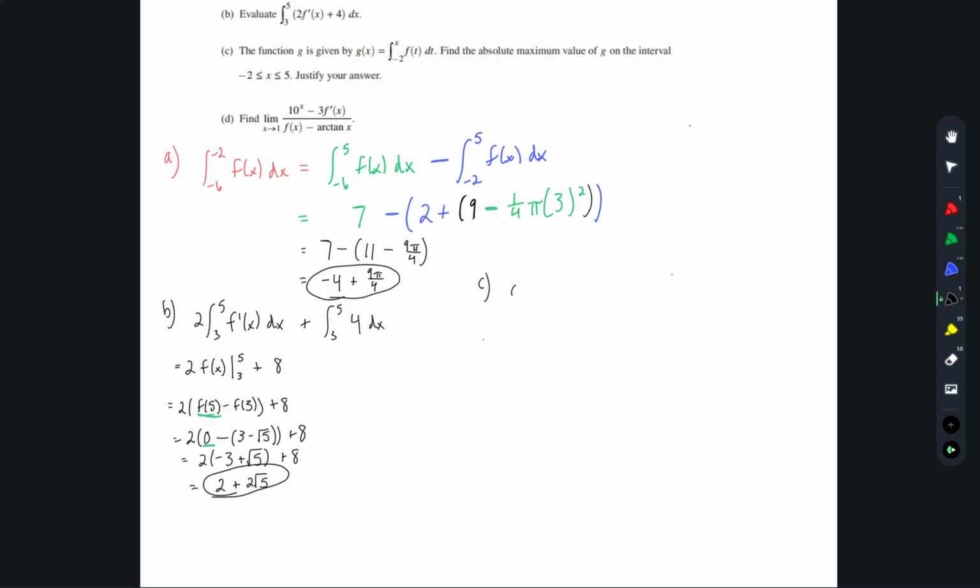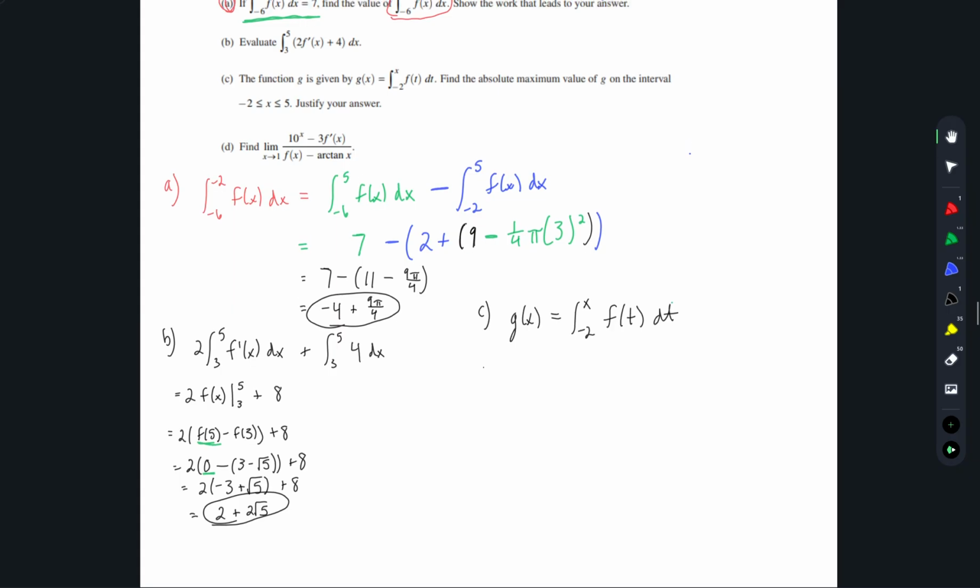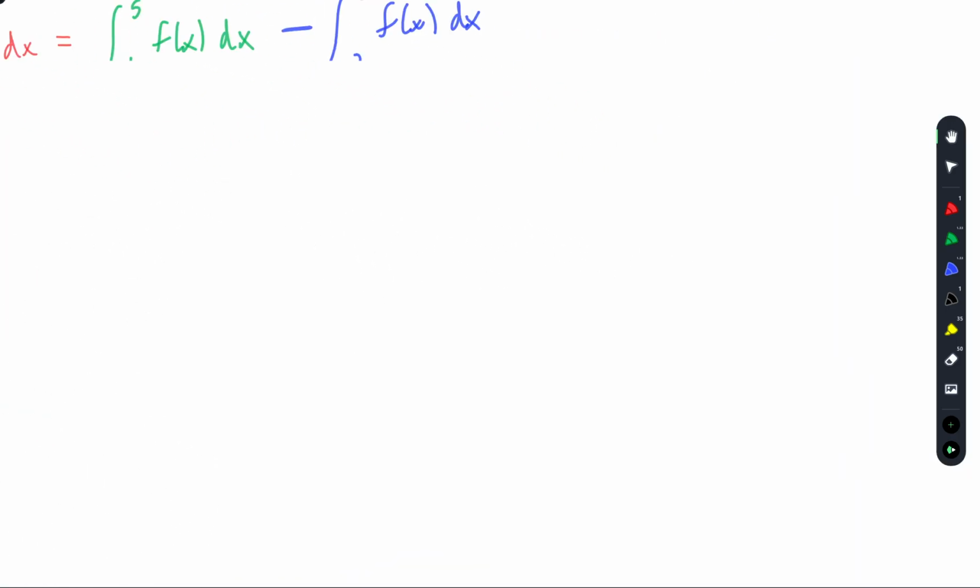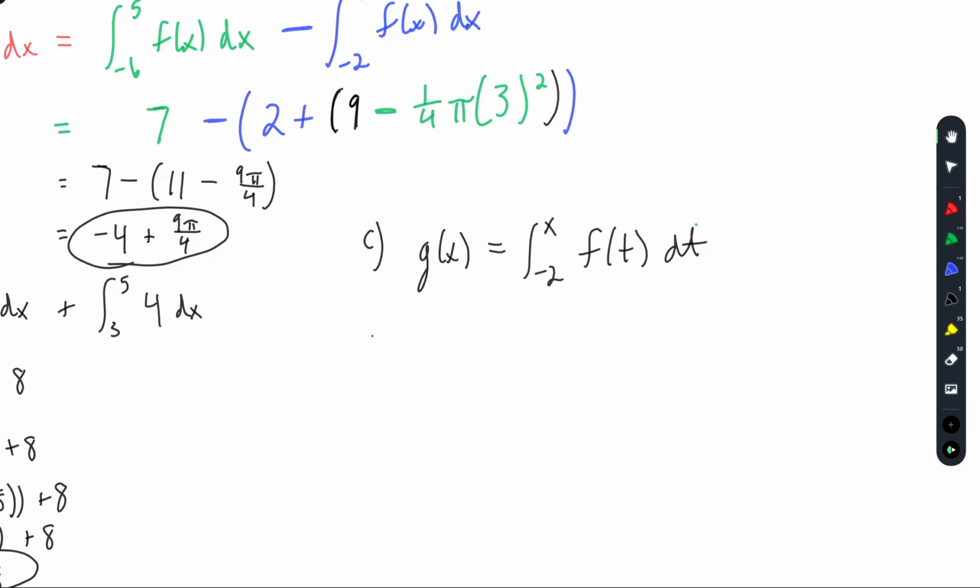All right. G of x equals negative 2x. Notice the variable change, right? They're doing f of t dt. So this makes sense that they're calling it g of x versus g of t, because when you evaluate the integral, x's are going to go into it, so you want x stuff.